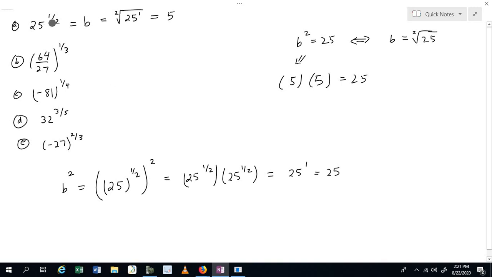Okay, but I think the important thing to take note of here is what do these numbers in this fraction mean? The bottom one is the index of the radical, and the top one is the radicand being raised to that power. Okay, so let's try this one.